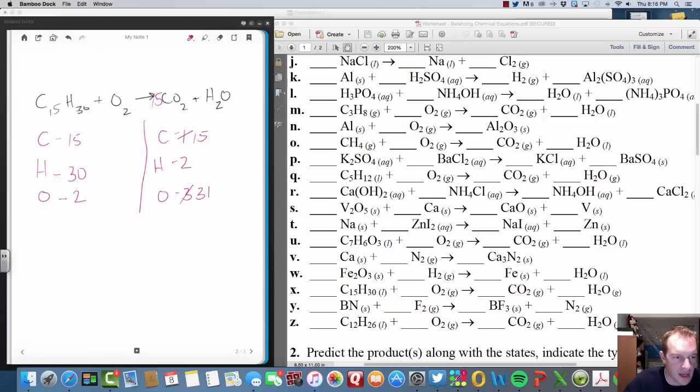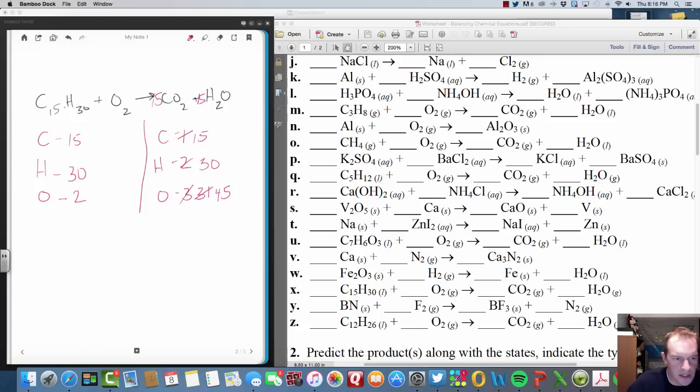Now we're going to look at the hydrogens. We can see 30 hydrogens here. We know that we have 2 here, so we can put a coefficient of 15 in front of this. This is going to give us our 30 here as well. And now we count our oxygens. 15 times 2 is 30, plus another 15 is a total of 45.